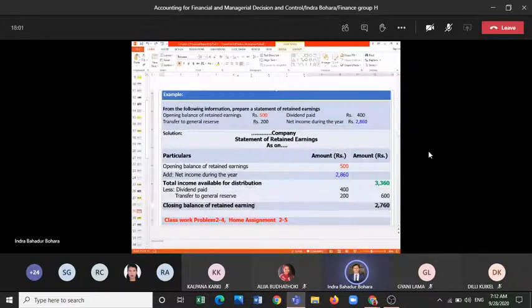In this way, we prepare the statement of retained earnings, and in the examination different types of reserve may be given: sinking fund, debenture redemption reserve, capital reserve, contingency reserve, etc., research and development fund or reserve, dividend equalization reserve or fund. Such types of reserves are given, and we distribute. Then we allocate for distribution out of the total profit available. Then the remaining amount is the ending balance of retained earnings.